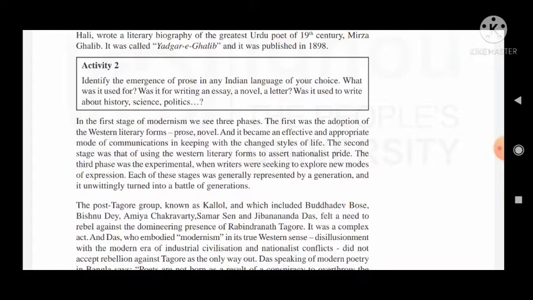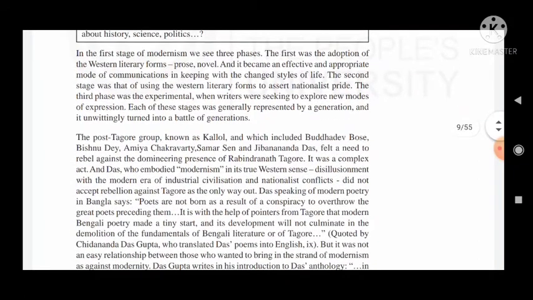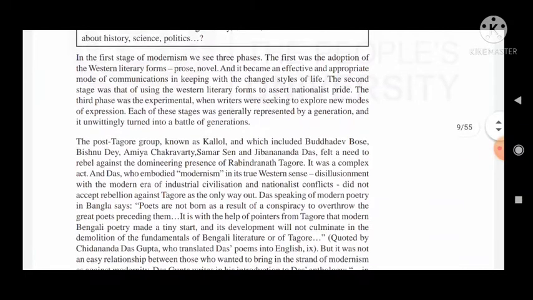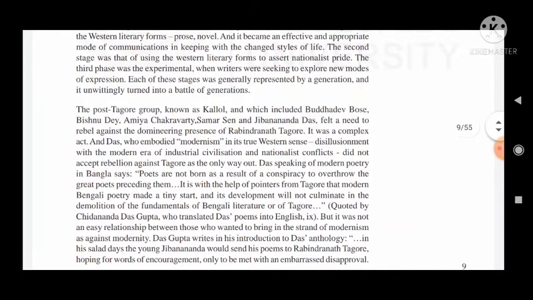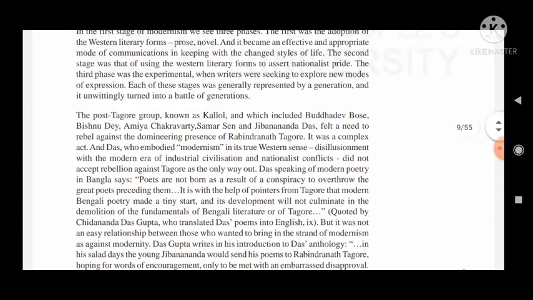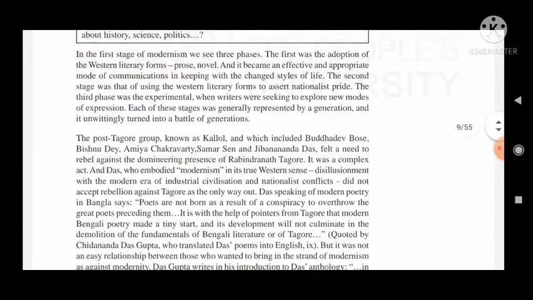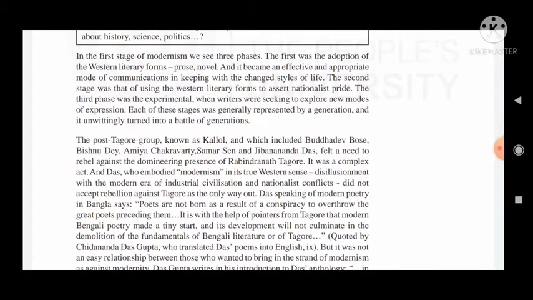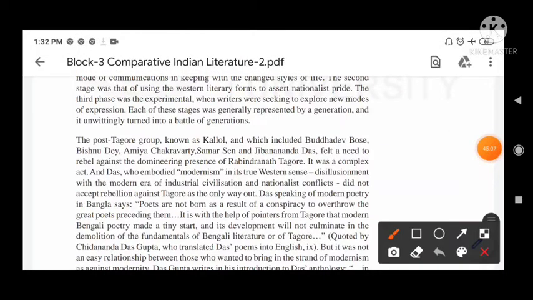In the first days of modernism, we see three phases. The first was the adoption of Western literary forms, the prose novel, and it became an effective and appropriate mode of communication in keeping with the changed styles of life. The second stage was that of using the Western literary forms to assert nationalist pride. The third phase was the experimental, when writers were seeking to explore new modes of expression. Here is the main key point, you can note down.